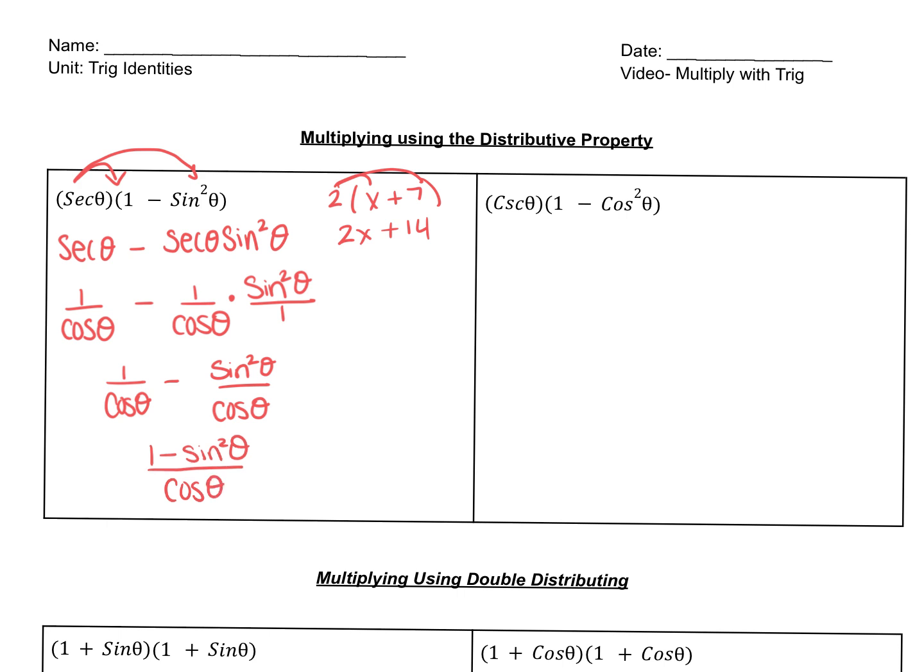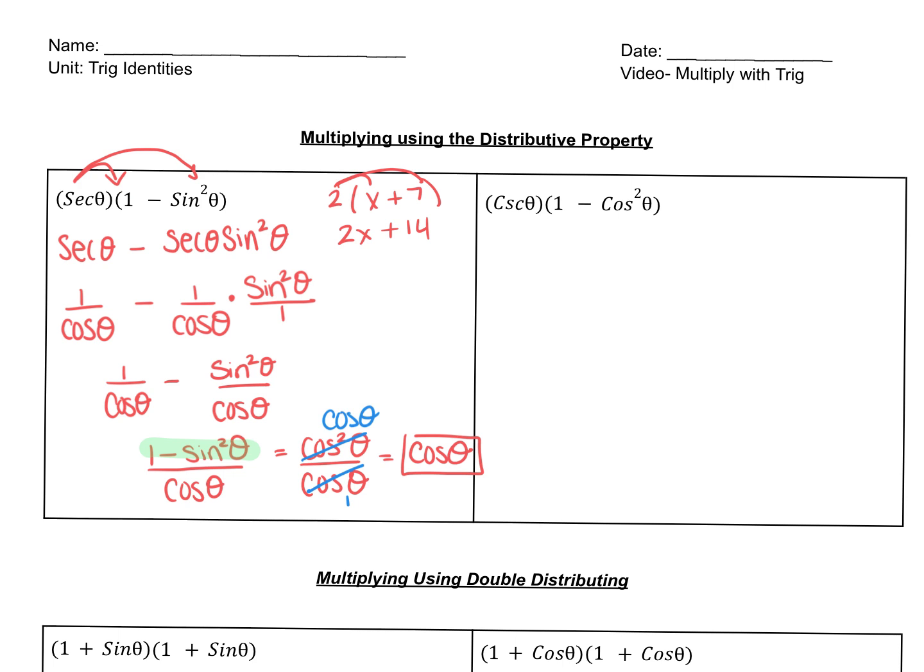Now, if you remember from yesterday's lesson, we should remember the Pythagorean identity. So 1 minus sine squared is simply cosine squared. And cosine squared theta over cos is simply cos. Why? Because there's an extra cos on top. So this is cos, and this one cancels to 1.